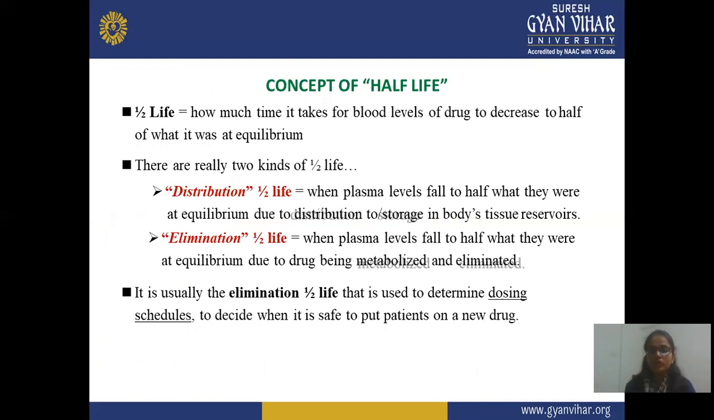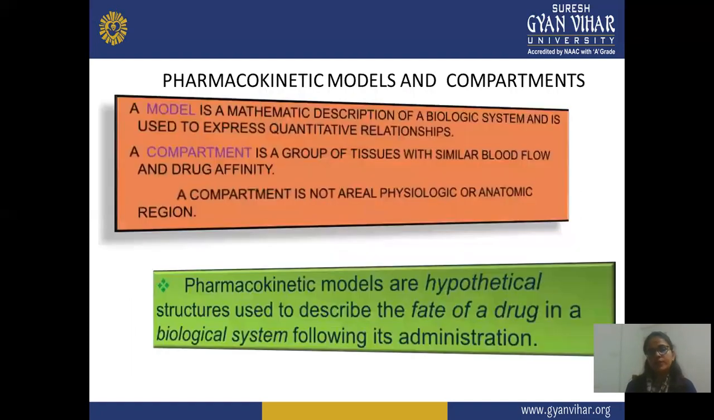In distribution half-life, the plasma level falls to half because the drug is equilibrated due to distribution, due to storage in your body tissue reservoir. Next is elimination half-life. In this, the plasma level falls to half because the drug is metabolized and eliminated. This is known as elimination half-life. And it is usually the elimination half-life that is used for determining dosing in a schedule, to decide when it's safe to put a patient on a new drug. So this is the concept of the half-life.